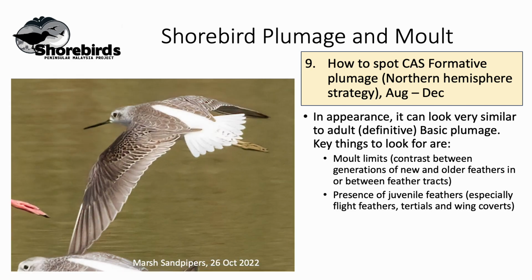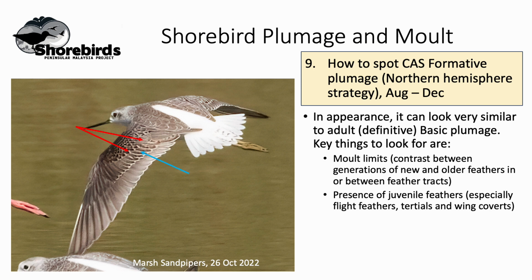So blowing up this individual, hopefully you saw it was the bird in the top left. What we can see here is a contrast between these outer median coverts and the inner median coverts. The inner median coverts have been molted. They are formative feathers. The outer median coverts have not been molted, and they are juvenile feathers. So there's a molt contrast or a molt limit in the median coverts here.